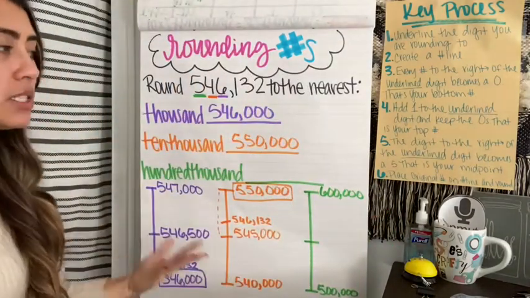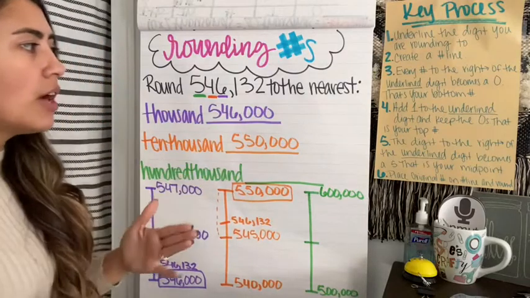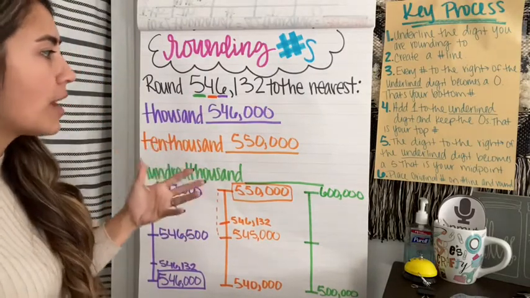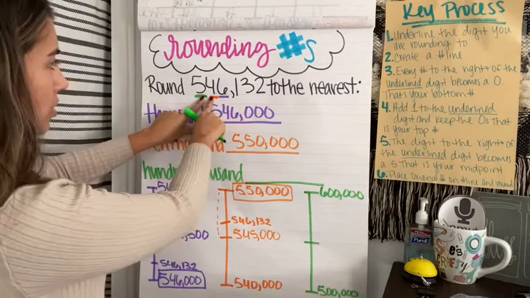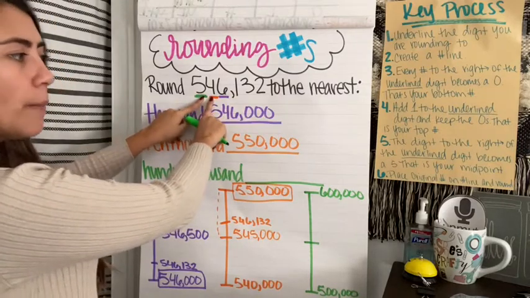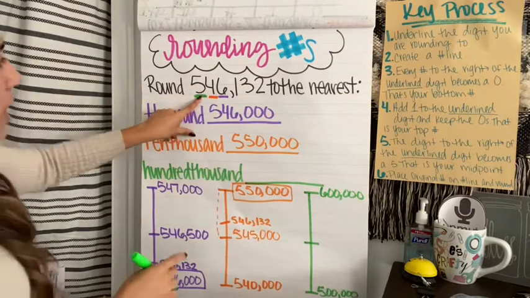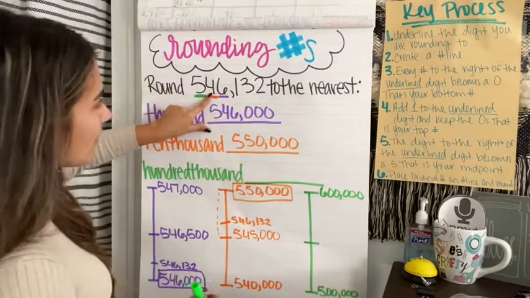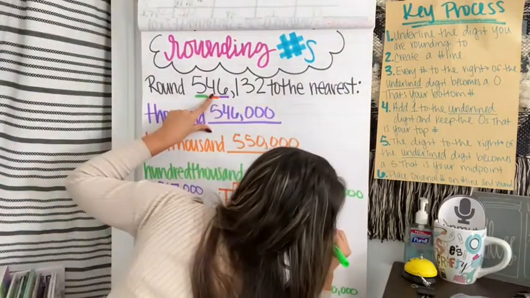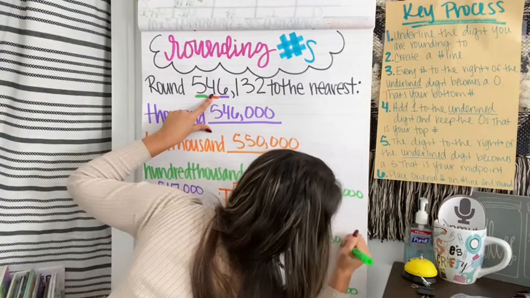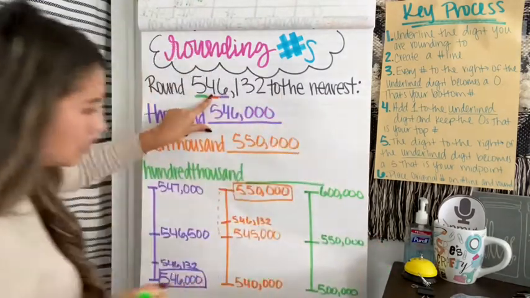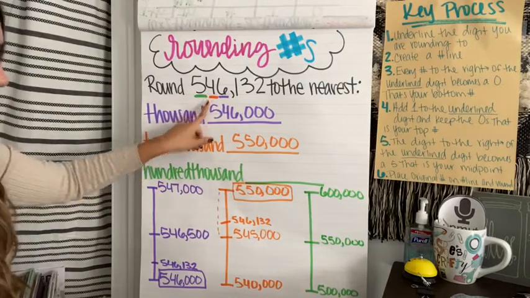Okay? Lastly, I need a midpoint. Step 5 says the digit to the right of the underline, okay, so the 4, will become a 5, and that is your midpoint. So we're dealing with 550,000. Just like that, okay?